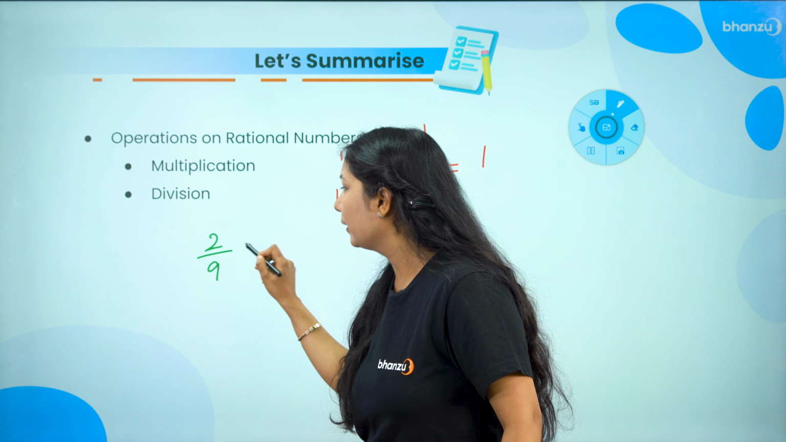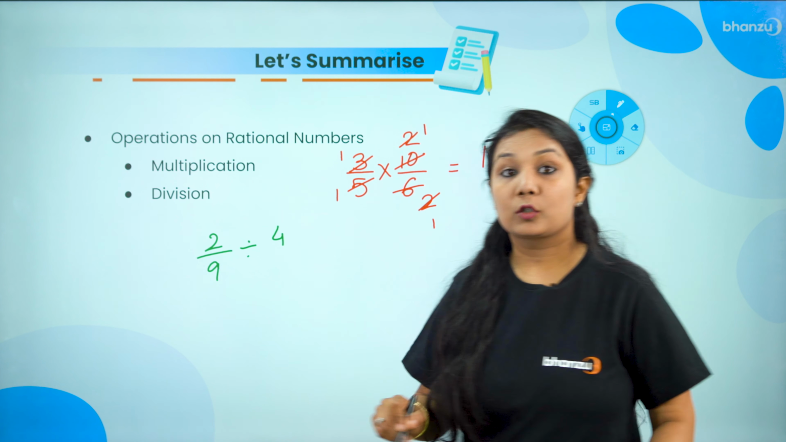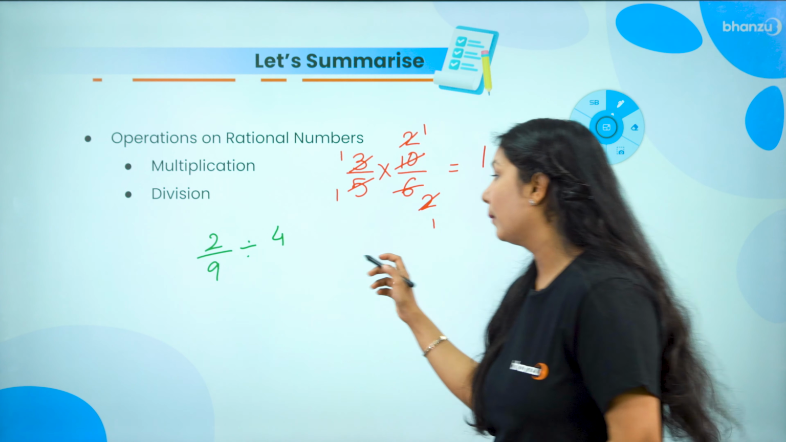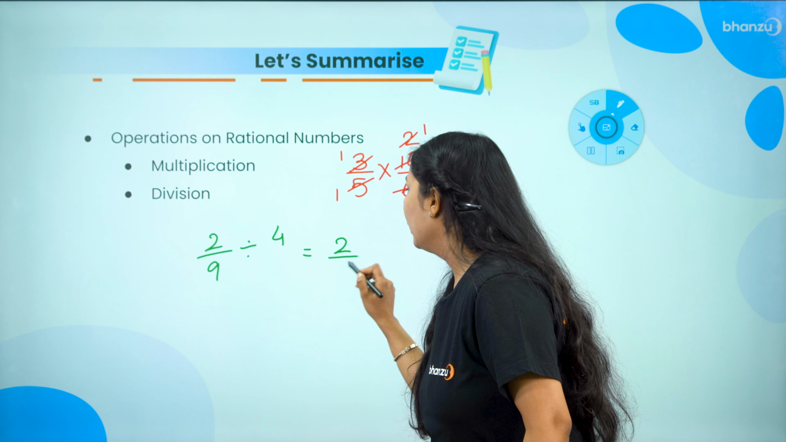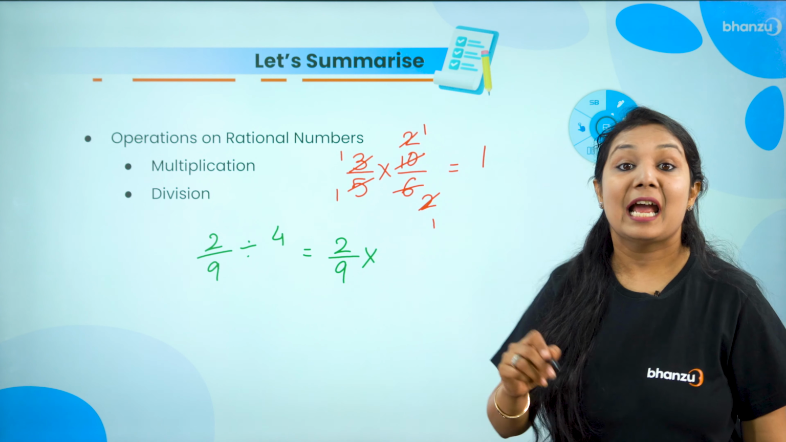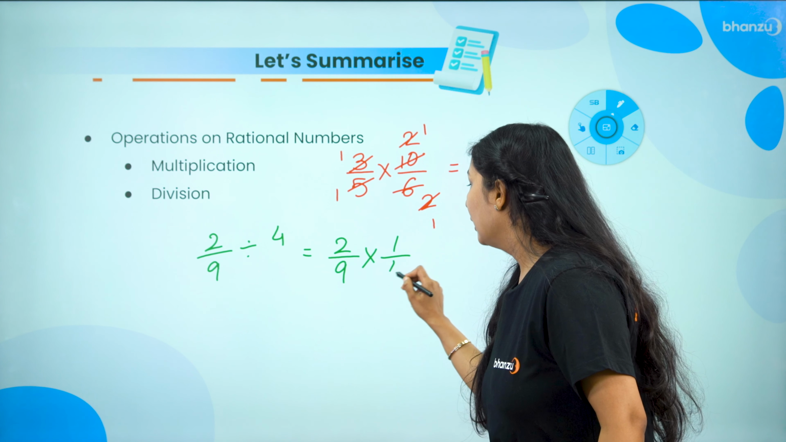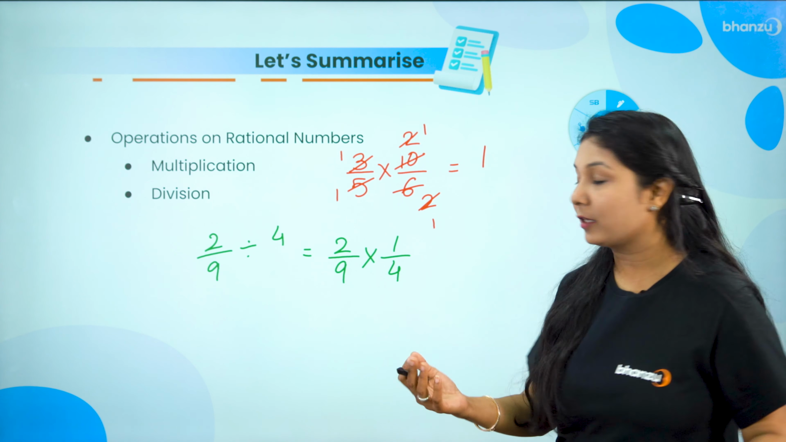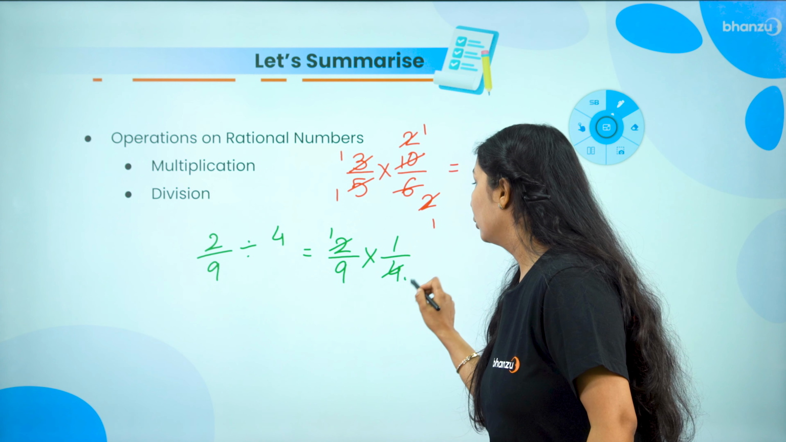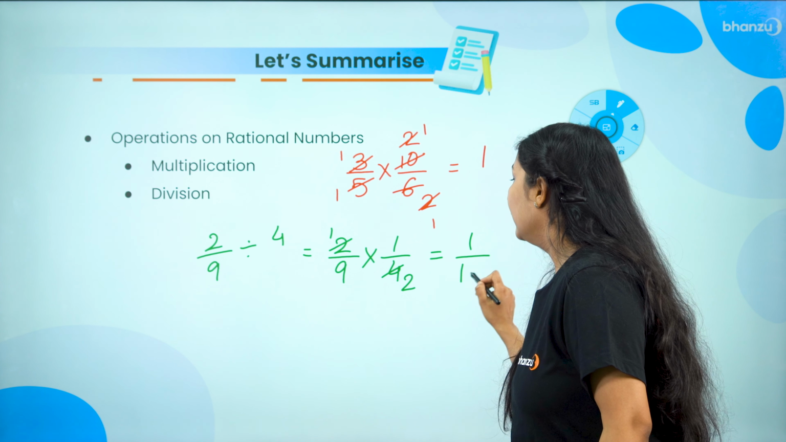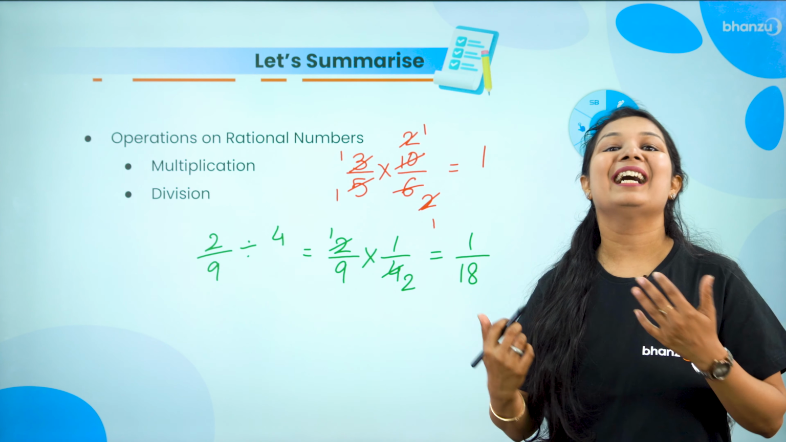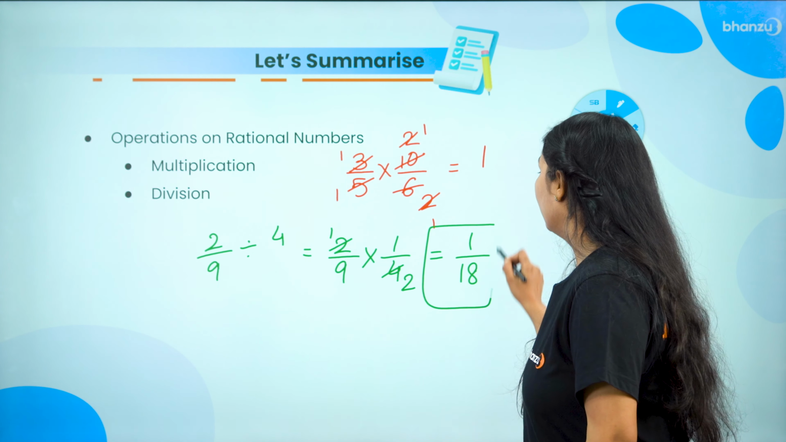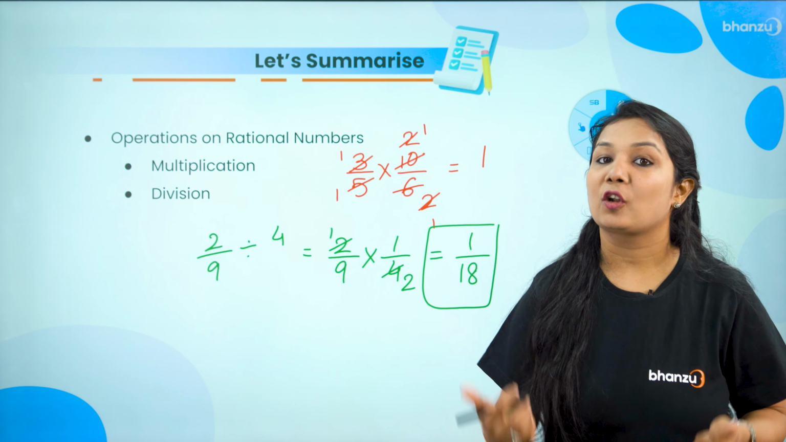For division it's 2 upon 9, suppose divided by 4. So what can we do? This is an example of rational number divided by a whole number. So what does it become? 2 upon 9, division would become multiplication and 4 would become 1 upon 4. Now here also you can see cancellation is possible, simplification is possible. So 2 ones are, 2 twos are, and we are left with 1 upon 18. So this is how we get the answer to it, right? So this is how we move ahead with multiplication and division of rational numbers.